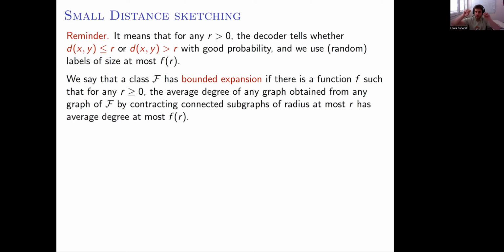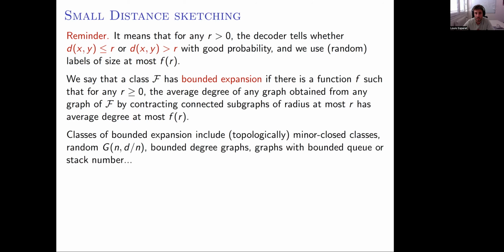So you contract things of radius at most R, and the resulting graph, the minor that you get, still has bounded average degree, bounded by a function of R. If you have this for any R, with a specific function f of R, then you have bounded expansion.